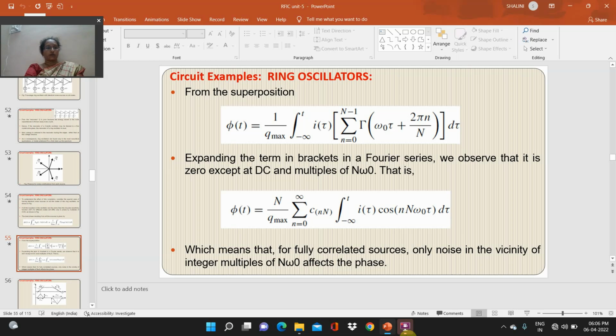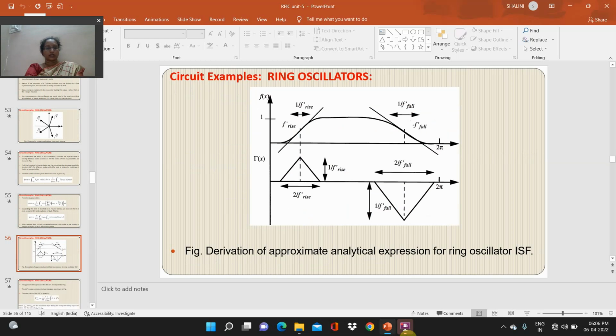DC and multiples of Nω₀. That is, φ(t) = N/q_max Σ c_n ∫ from −∞ to t of i(τ) cos(nNω₀τ) dτ, with n from 0 to infinity, which means that for fully correlated sources, only noise in the vicinity of integer multiples of Nω₀ affects the phase. The derivation of an approximate analytical expression for the ring oscillator ISF.